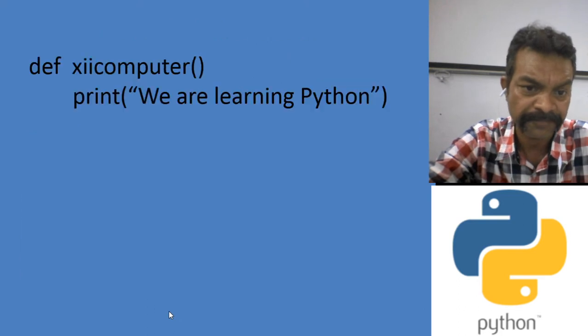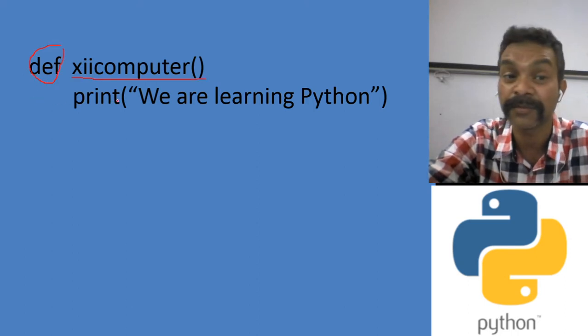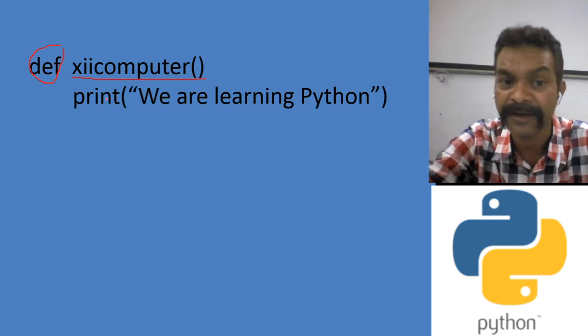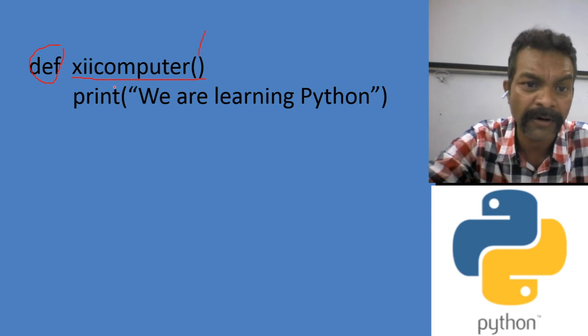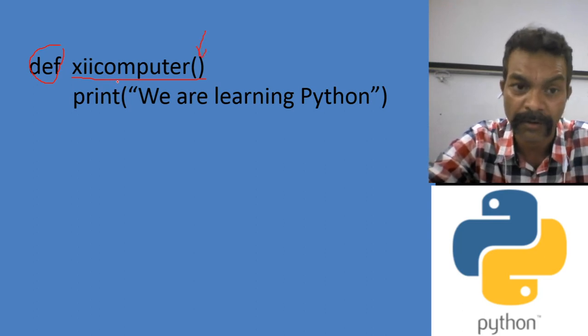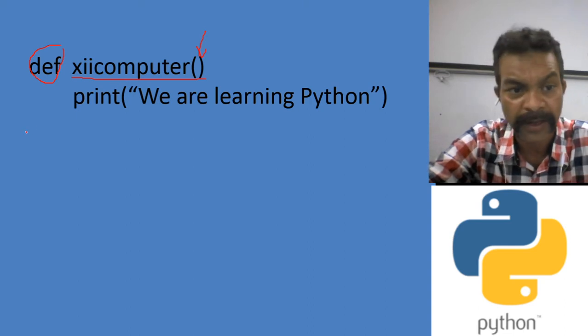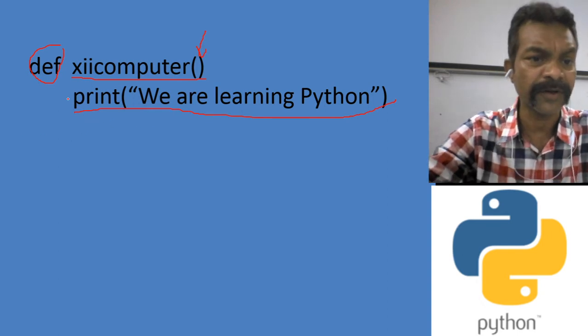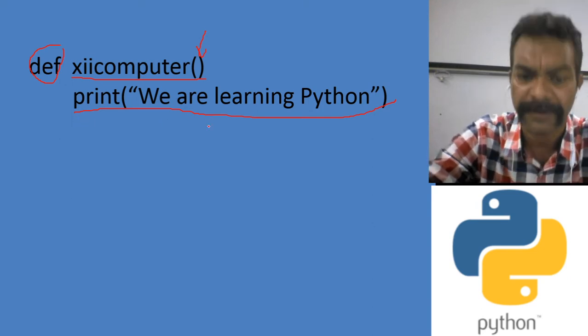Another example you will see here. This is the keyword again used, def. This is the name of the function, 12th computer, any name we can give to the function, as I have already told you. See, in this example, I have not written any parameters, because as I have already told you, function parameters are optional. This function is not returning any value, and this is the statement of the function, print we are learning Python. So whenever we call this function, it will just simply print the value we are learning Python.